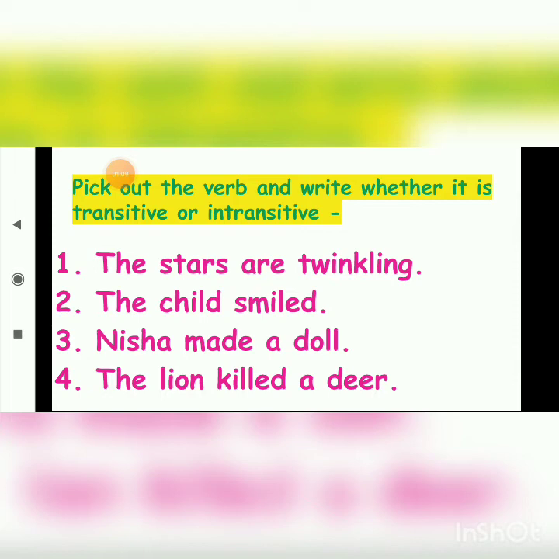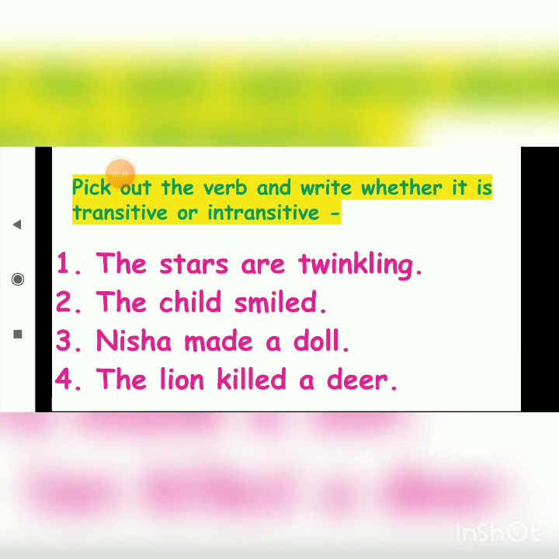Okay students, so what is the first one? What is the verb in the first sentence? Twinkling is a verb and it is an intransitive verb. Moving to our second one, the child smiled. The child is a subject and smiled is a verb, and there is no object in the sentence. So when there is no object, it is an intransitive verb. So in the second sentence, smiled is a verb and it is an intransitive verb.